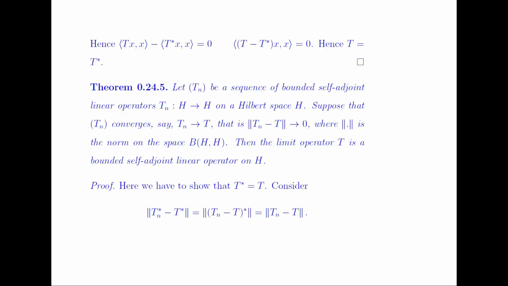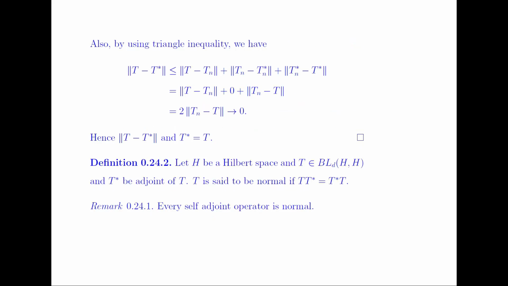So consider the norm of Tn star minus T star, which by the definition of the adjoint is equal to the norm of Tn minus T star. And again we know that the norm of T star is equal to the norm of T, so this is equal to the norm of Tn minus T. Now consider the norm of T minus T star, and using the triangle inequality, this is less than or equal to the norm of T minus Tn plus the norm of Tn minus Tn star plus the norm of Tn star minus T star.